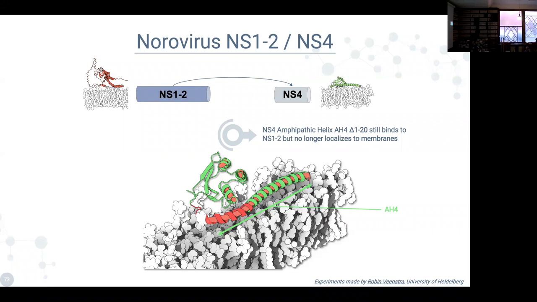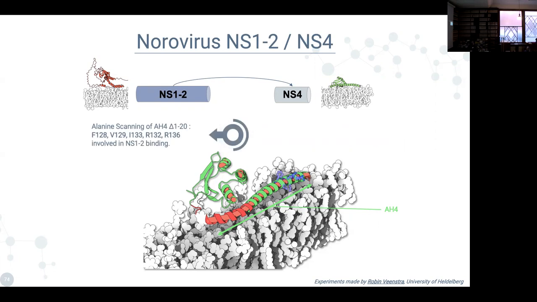So this is NS4. You have the amphipathic helix, the long amphipathic helix here. And the 20 amino acids in the beginning in red, meaning that it is predicted to bind to the membrane. So this is a good sign. If you delete this, apparently it doesn't bind to the membrane. This can be explained just by this model.